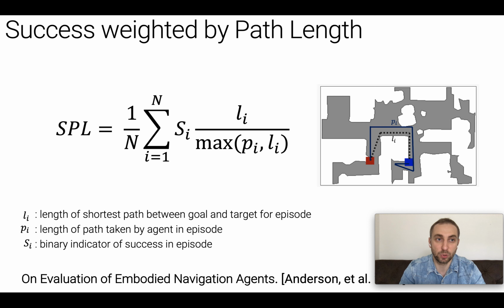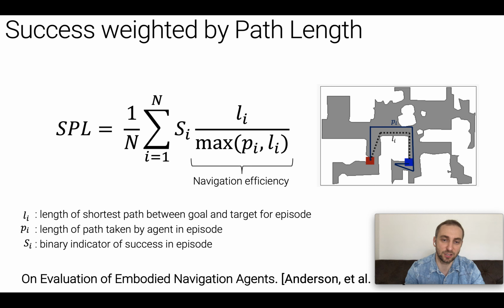We followed community advice and used the success weighted by path length metric to evaluate winners. This metric is the average SPL per episode of navigation and has two components. First is the success component, which is true or false, 0 or 1, if the agent calls stop in close proximity to the goal. And the second part is navigation efficiency, which can go from 0 to 1, where 1 is perfect navigation, similar to the shortest path for this episode.